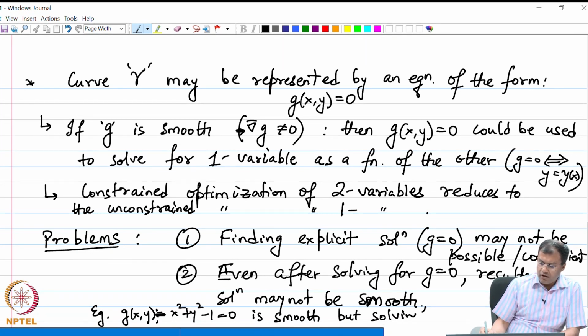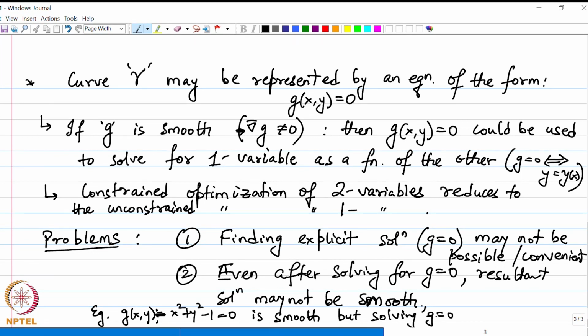But solving for g, so what happens when we solve g equal to 0? We see that we definitely get y as a function of x. So, I am just showing the positive branch. We see that y as a function of x is not smooth at certain points. So, this is not smooth at x equal to plus minus 1, right. Okay. So, the alternative is the method of Lagrange multiplier.